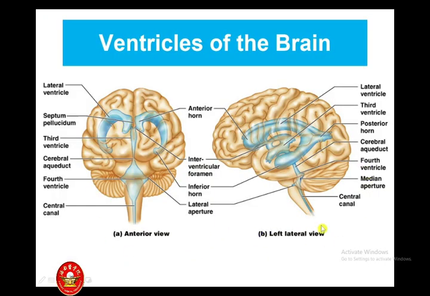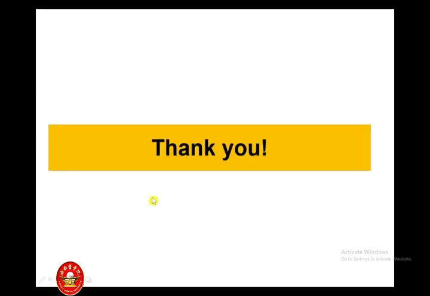Here is the summary for the ventricles of the brain: two lateral ventricles, interconnected with the third by the interventricular foramen, then the third ventricle, interconnected with the fourth ventricle through the cerebral aqueduct, and the fourth ventricle having the two lateral apertures, one median, and one downward, connecting with the central canal. Thank you very much.